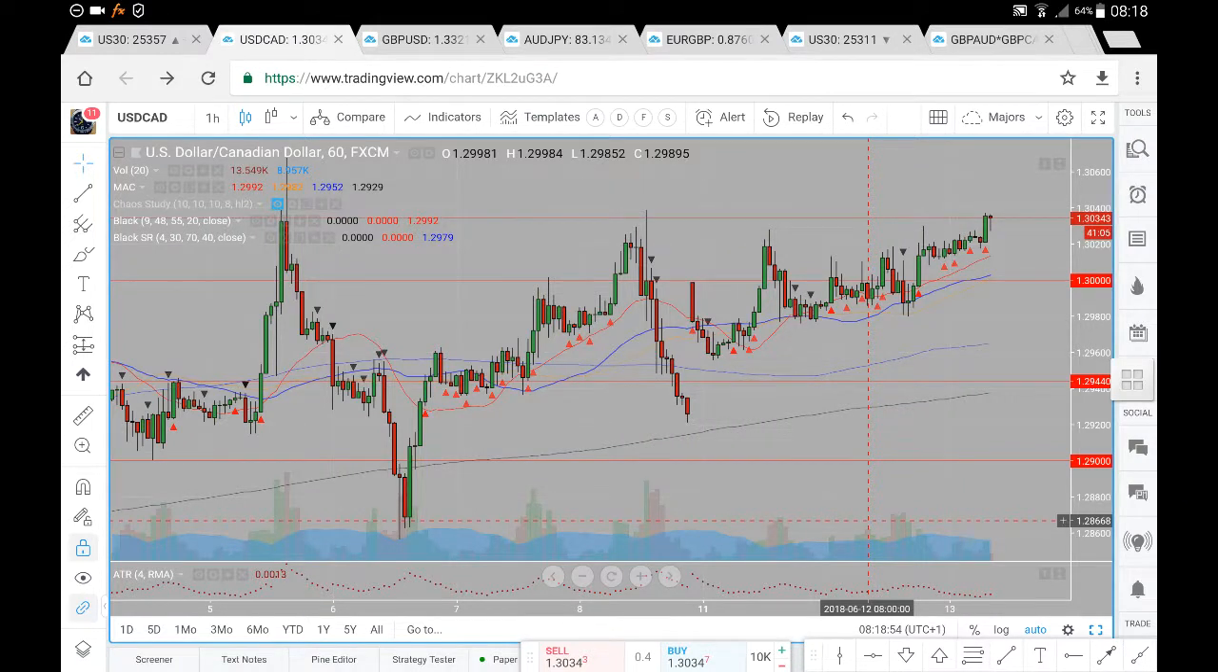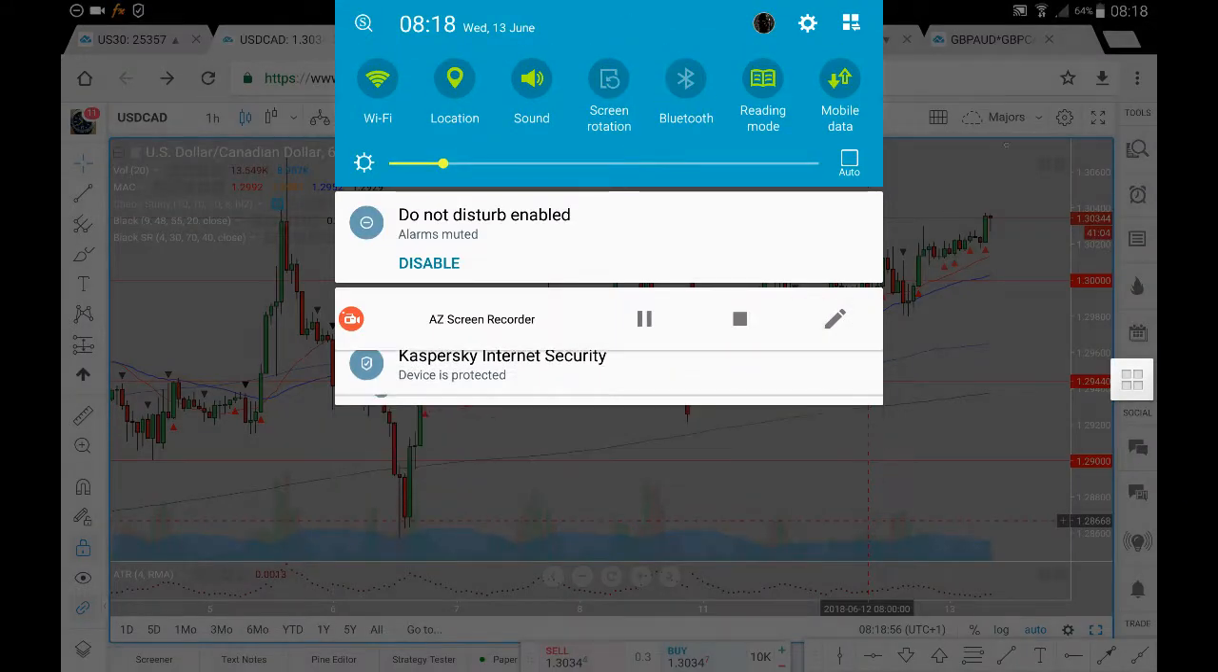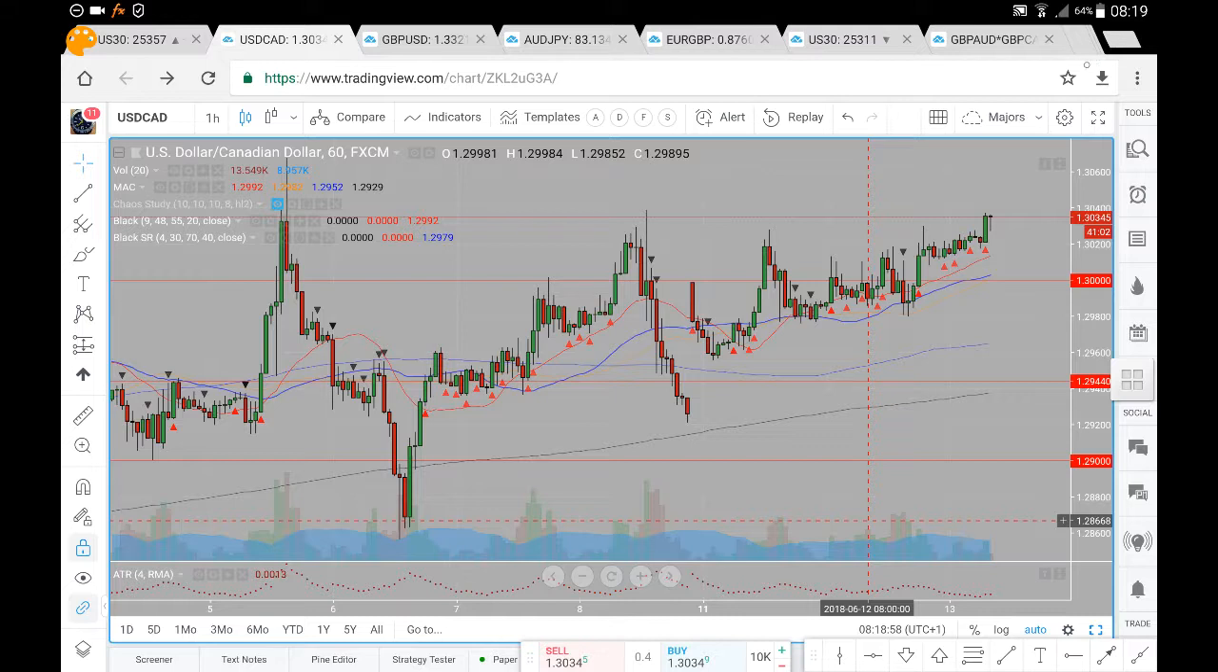So this US dollar CAD analysis for Wednesday, the 13th of June. Now let's just have a look at prices, where prices may likely go. So previously we encountered quite a bit of resistance in around that 130 level, after which we did encounter some resistance in around that 130.50.